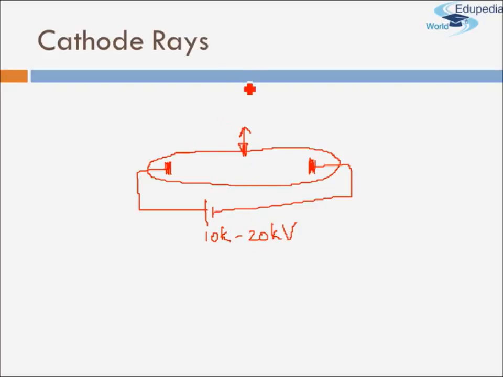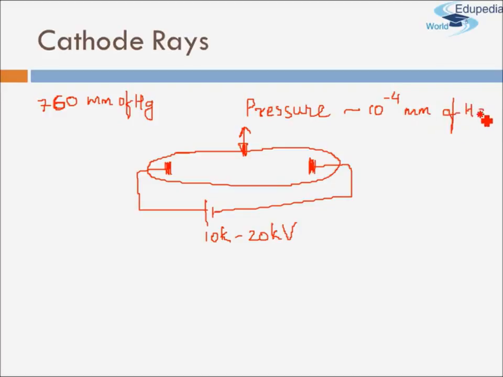Another condition that you need to meet here is pressure. The usual pressure, that is the air you are breathing now, is around 760 millimeter of mercury, 1 atmosphere pressure. This is the usual pressure of air. The pressure that you require in this experiment is around 10 to the power minus 4 mm of Hg. This is how low you have to go in order to observe cathode rays.